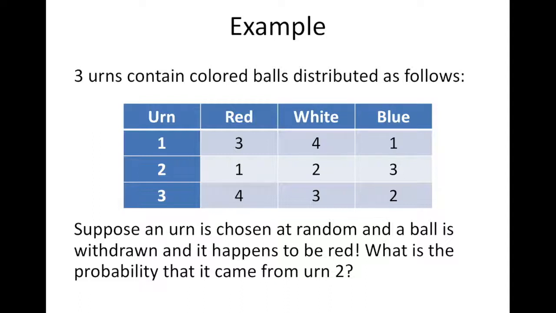Note that without this knowledge that the ball was red, and we want to know the probability that the ball came from urn 2, we just have to look at the fact that there are 3 urns, 1, 2, and 3, and we're choosing one at random. So without knowledge that the ball is red, the best I could say is that I chose 1 out of 3 urns, so most likely there's a 33% chance that it came from urn 2.